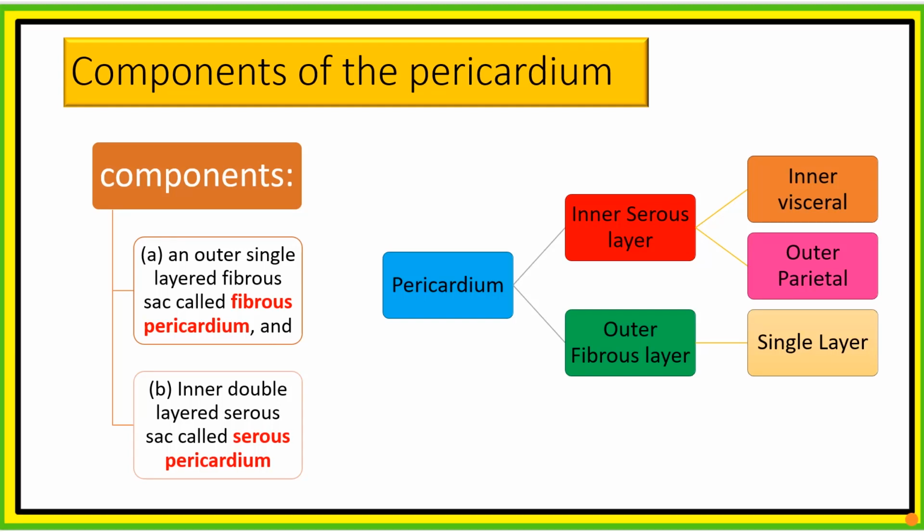The pericardium has two components. It has an outer component and an inner component. The outer component is a single layered fibrous sac, which we'll be calling fibrous pericardium, and then the second component is the inner double layered serous sac, which we'll be calling the serous pericardium. So the pericardium can be divided into the fibrous pericardium and the serous pericardium.